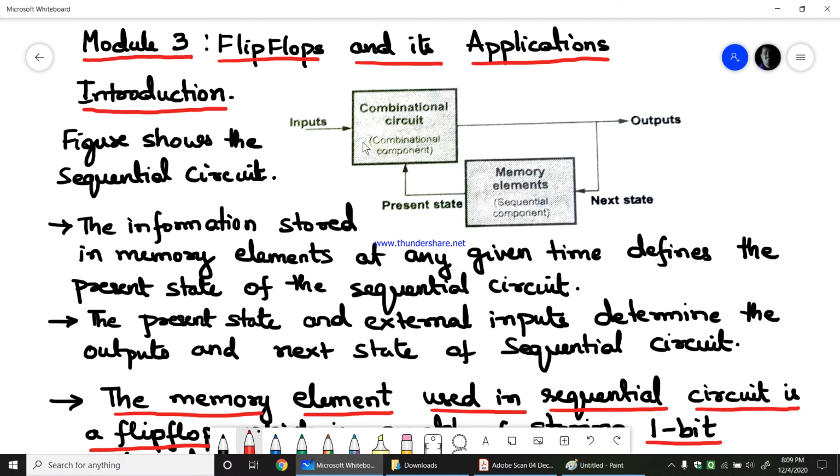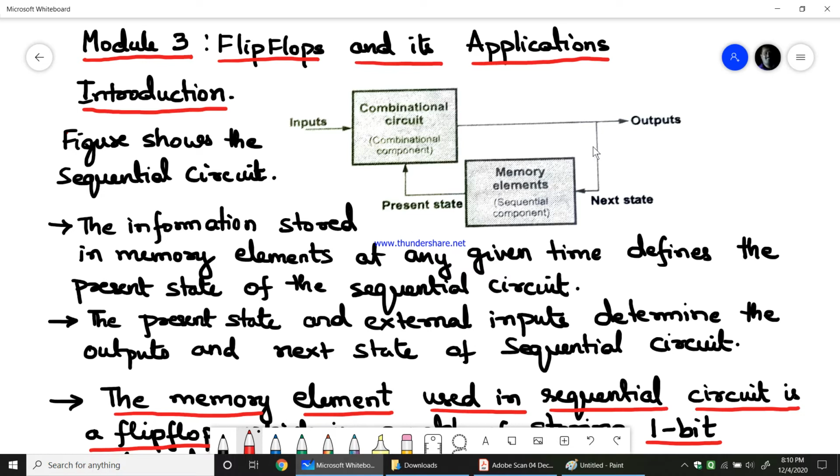Now the figure you can see shows a sequential circuit. A sequential circuit normally has a first block, which is a combinational circuit, and a feedback element, which is normally a memory element. The combinational circuit does the gate-related operation, accepts the input and the present state, which is given by the content stored in the memory element, and then it gives the next state or the output.